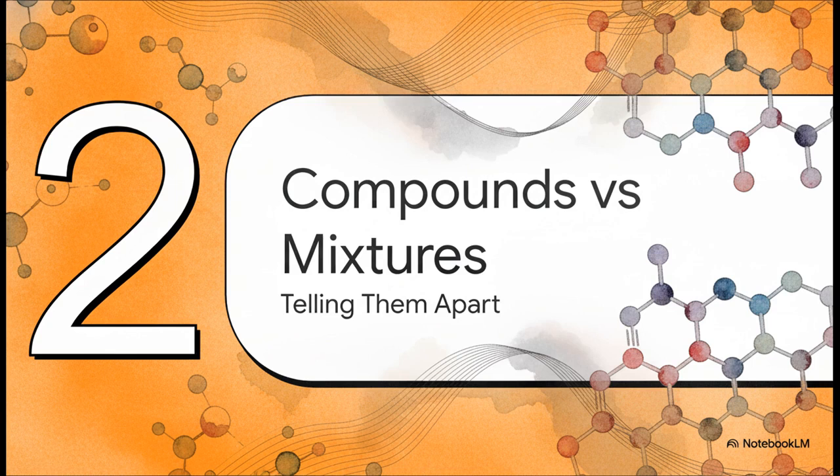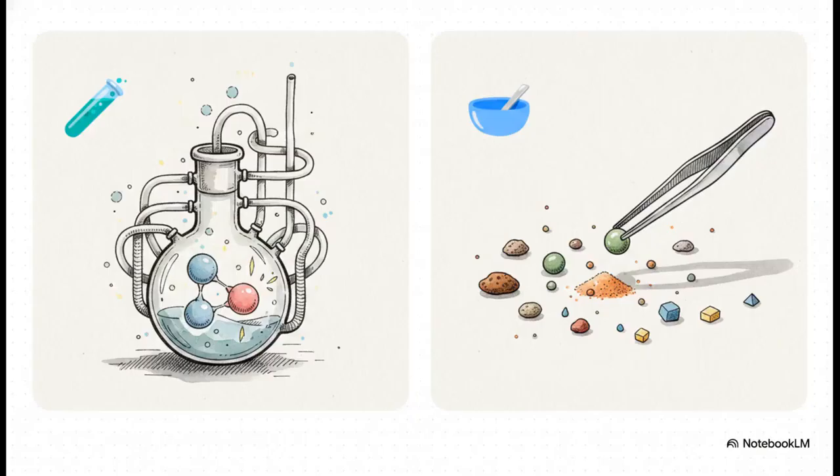Moving on to Section 2, Compounds versus Mixtures, telling them apart. Before we start separating things, we really have to know what we're looking at. Compounds and mixtures are fundamentally different beasts. Compounds are pure substances. They have a strict, definite composition, like how water is always exactly H2O, and you need highly complex chemical processes to break them apart. Plus, making a compound involves a change in energy.